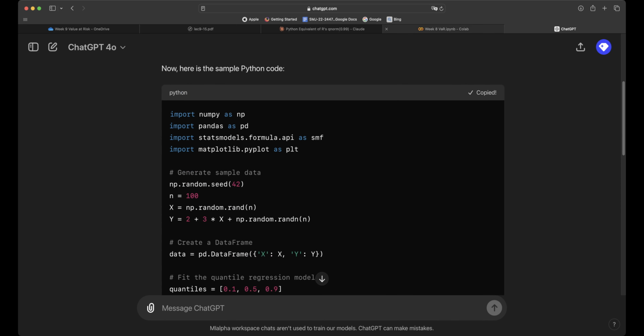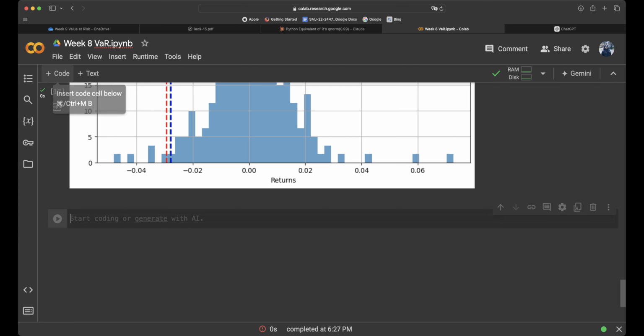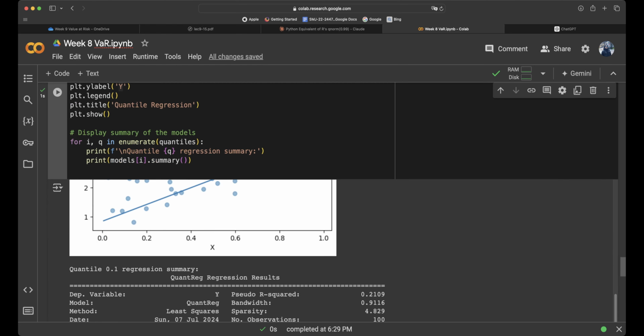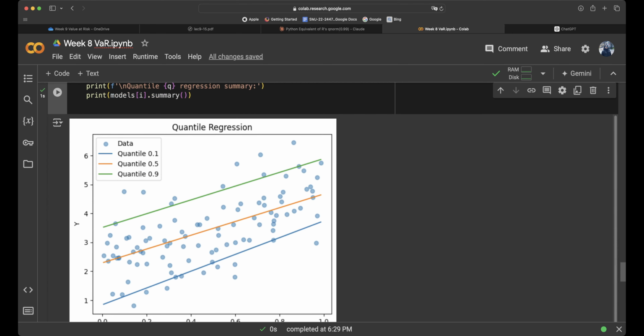ChatGPT, and then let's run the code. Now, okay, ChatGPT works fine. So let's take a look at this sample code line by line.